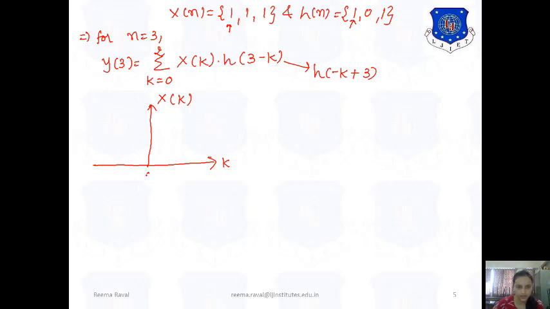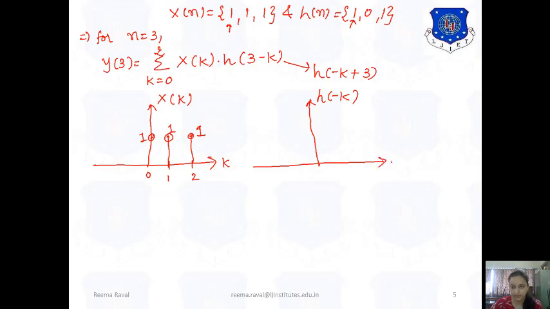So x of k has the values at the instants 0, 1 and 2. The values are 1, 1 and 1. And h of minus k plus 3 will be right shifted by 3 positions from h of minus k. So first of all we will plot h of minus k.